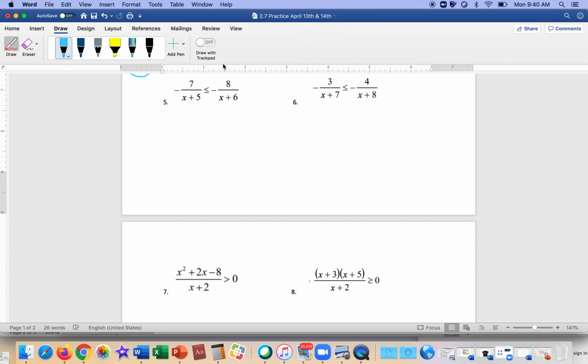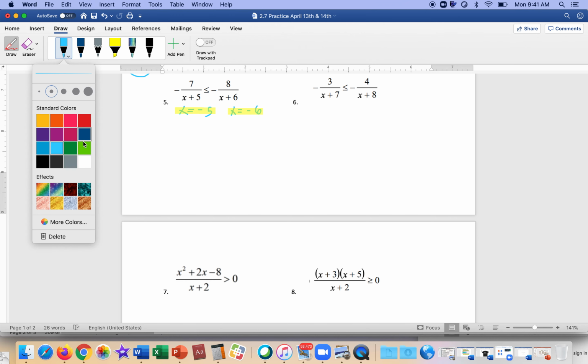Okay, I'm going to do one more and then I'm going to create another video because you can't have videos over 15 minutes. So, if you set each denominator equal to 0 and solve, you would get x equals negative 5, and you would get x equals negative 6. So thing number one, you have critical values when you set your denominators equal to 0, and then you also need to solve the problem.